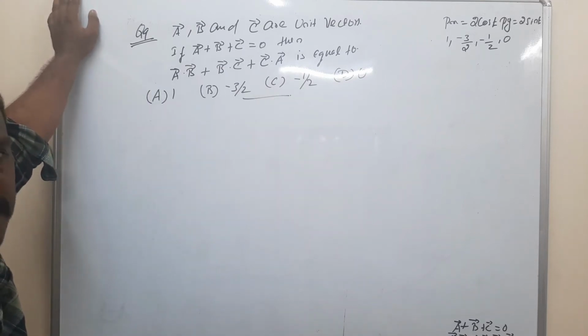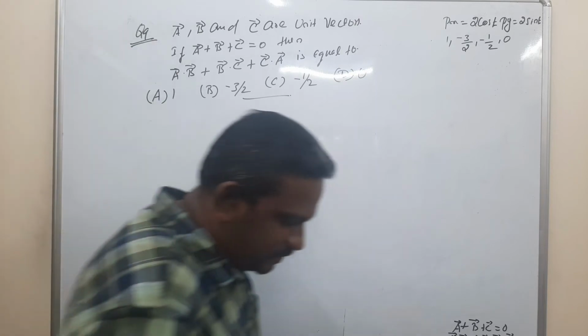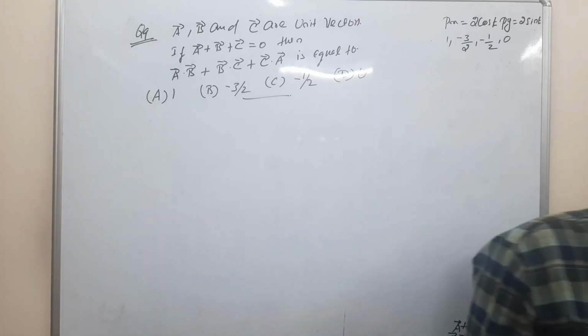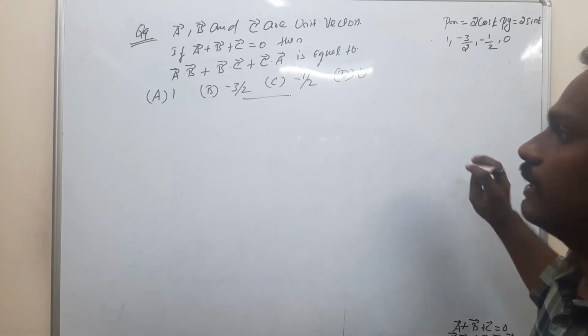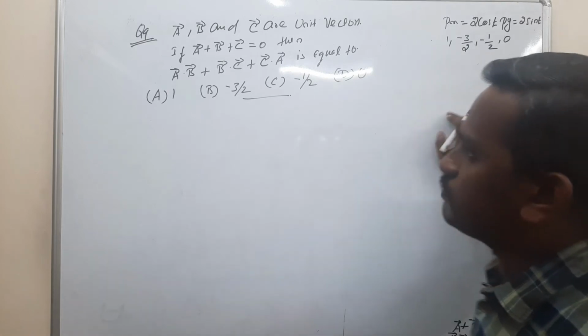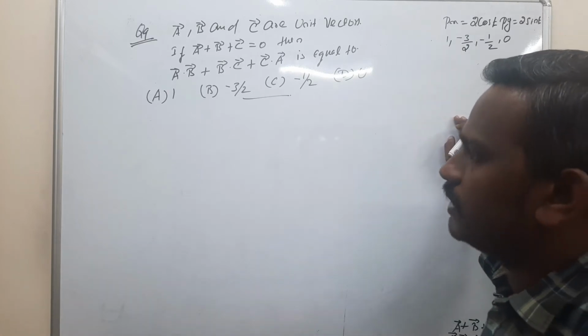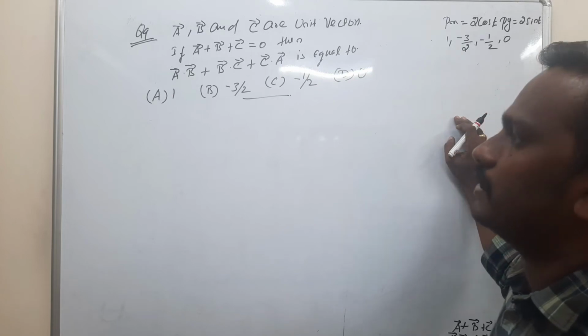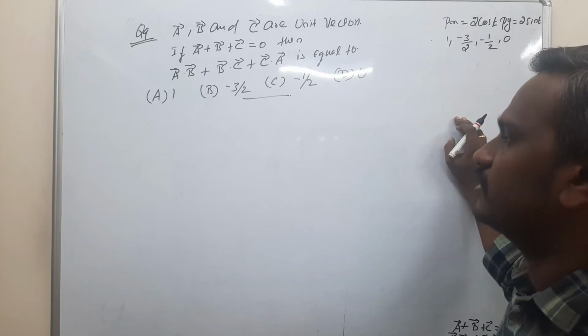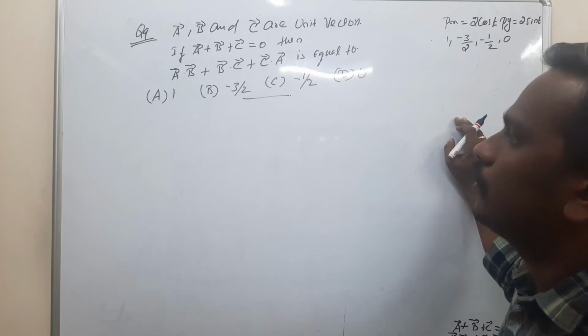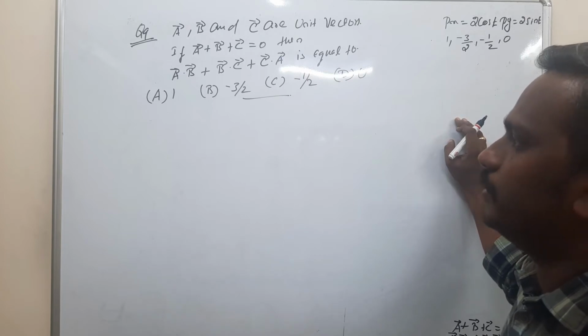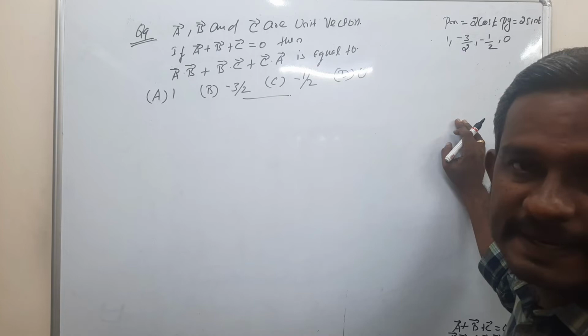So in the question it is given A vector, B vector and C vector are vectors of unit magnitude. One condition is given, A vector plus B vector plus C vector is equal to 0. Then we have to find A vector dot B vector plus B vector dot C vector plus C vector dot A vector. Four options are given: 1, minus 3 by 2, minus 1 by 2, and 0.